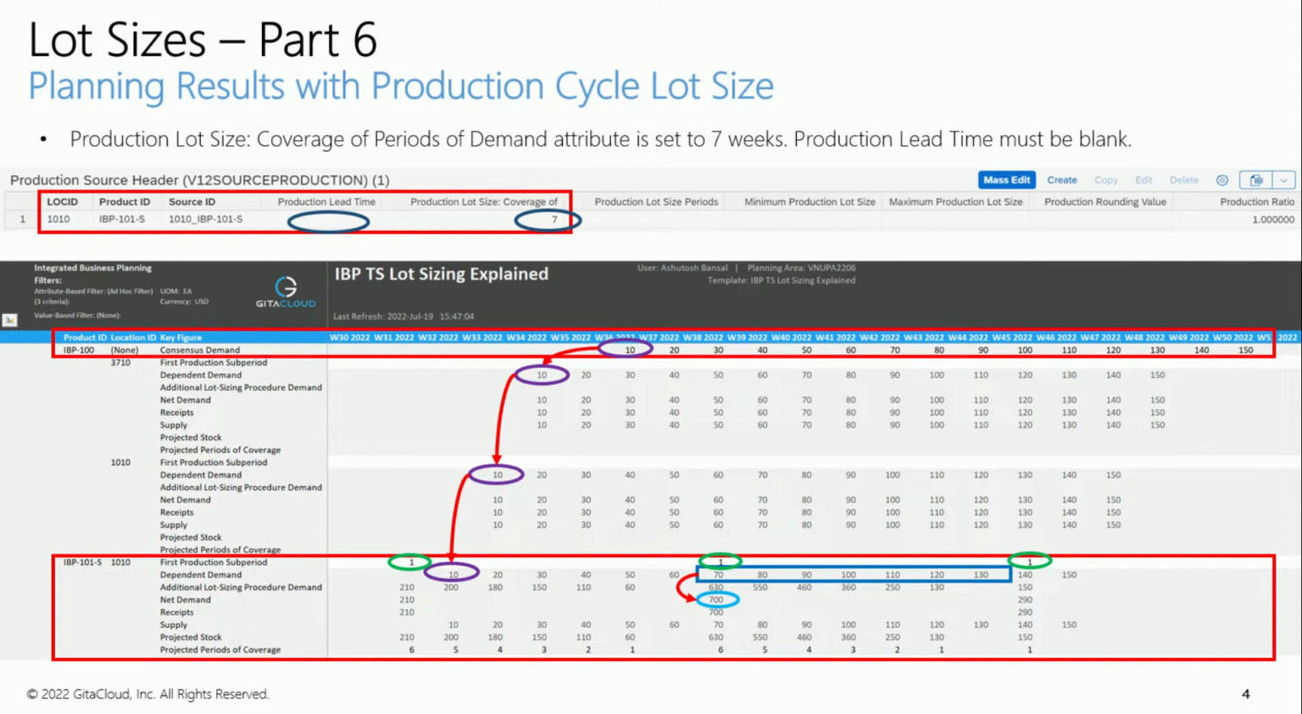Given the 7-week production cycle, IBP automatically plans for the next production cycle to occur in week 38, then in week 45, and so on. IBP combines all the dependent demand within the production cycle horizon of 7 weeks. For example, IBP plans 700 units of net demand in week 38 to cover for dependent demands from week 38 till week 44, which add up to 700 units. Projected stock key figures show the inventory pre-build due to the production cycle.